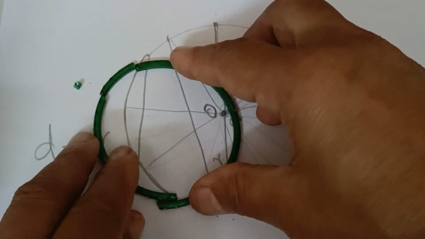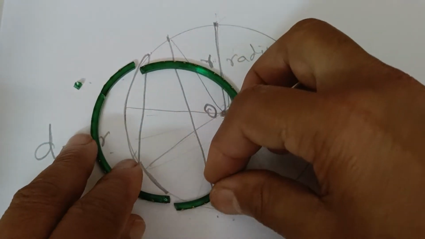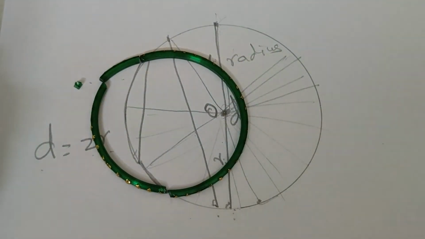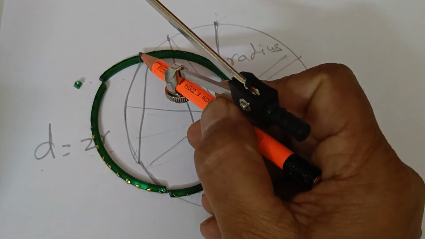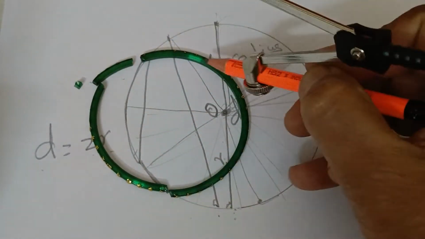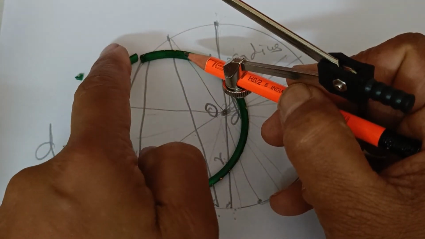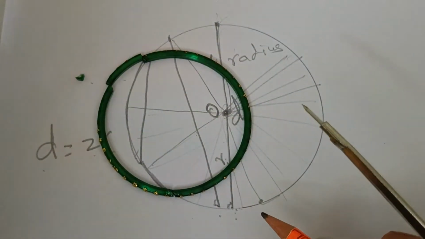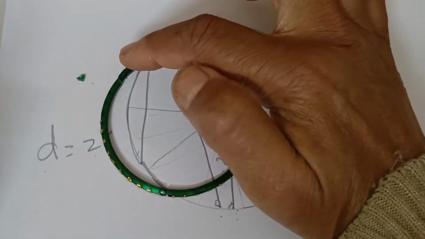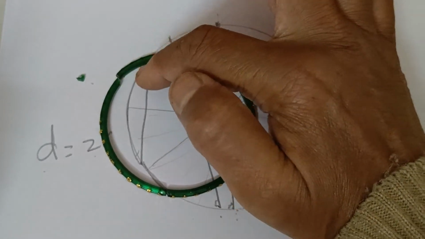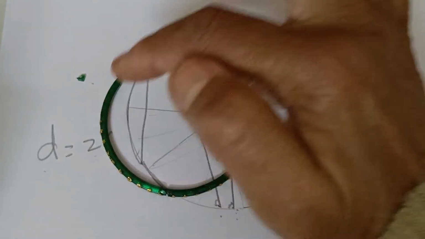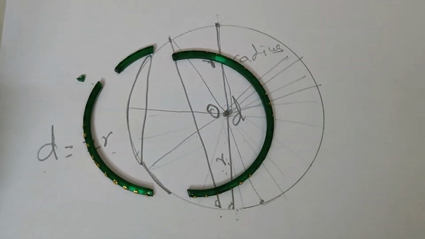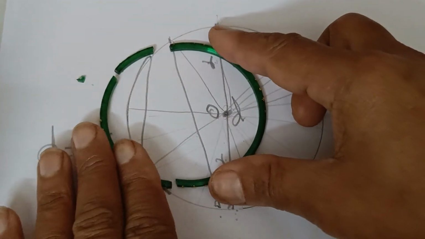So what is an arc? It is a small part of the circumference of a circle. This is an arc, this is an arc, this is an arc. The small piece is called the minor arc and the bigger piece is called the major arc. So the broken piece of a bangle is a good example of an arc.